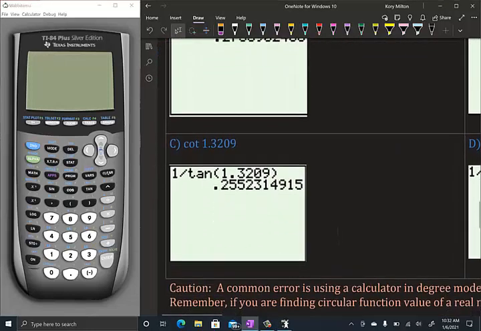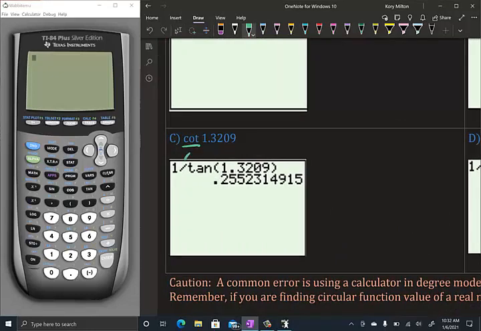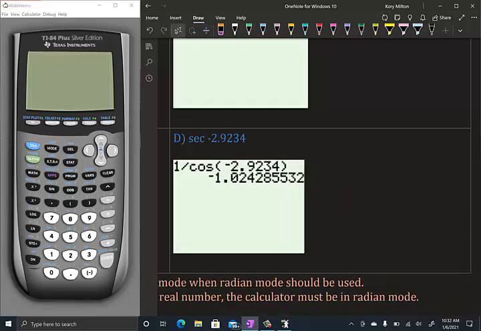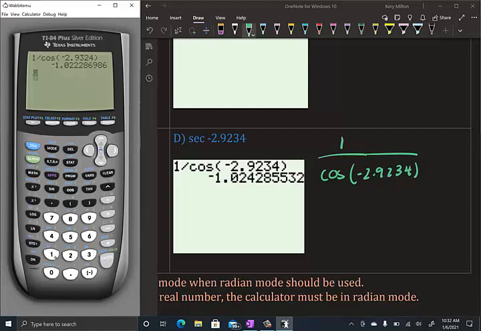Hit enter. But for cotangent, remember, cotangent is not on the calculator. So since it's not on the calculator, we need to do the reciprocal, which is 1 over tangent of our value. So we plug it into our calculator, and then we get our value. So again, secant is not on the calculator, but we know the reciprocal is secant. That's why we do 1 over cosine of the value they give us. 1 over cosine of negative 2.9234, and we get our value.